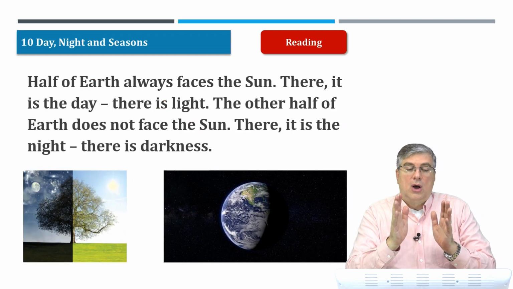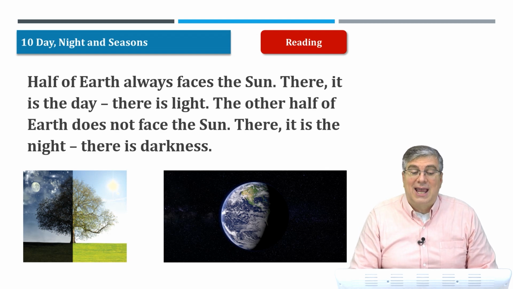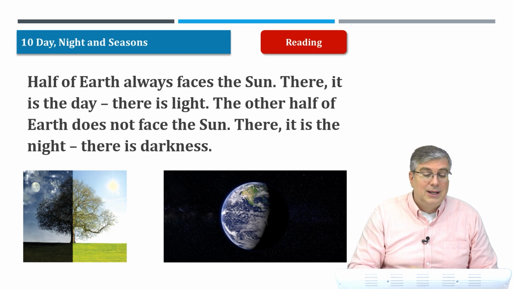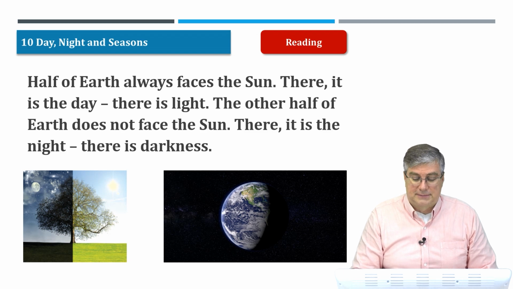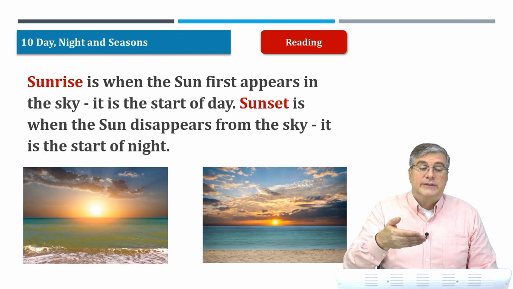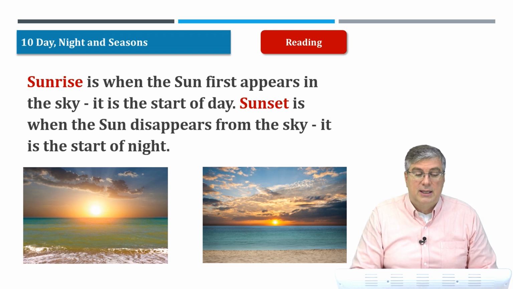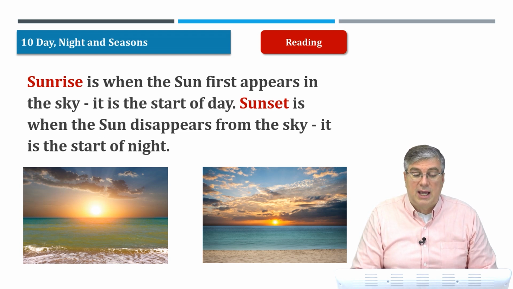Half of Earth always faces the sun. There, it is the day. There is light. The other half of the Earth does not face the sun. There, it is the night. There is darkness. Sunrise is when the sun first appears in the sky. It is the start of the day. Sunset is when the sun disappears from the sky. It is the start of night.